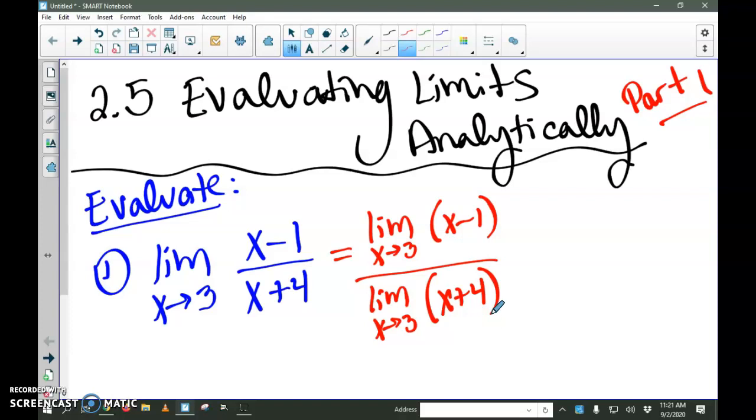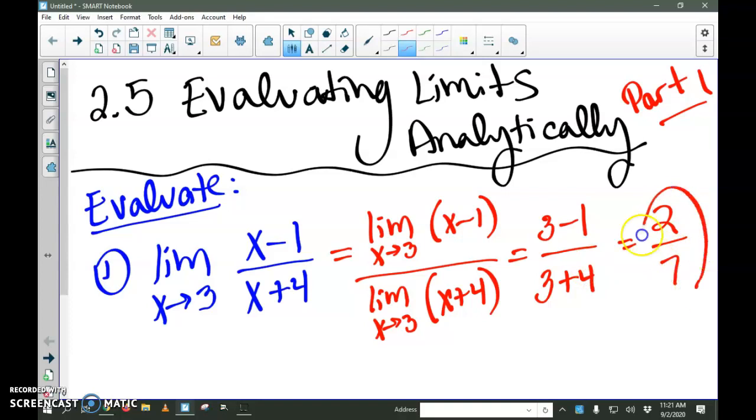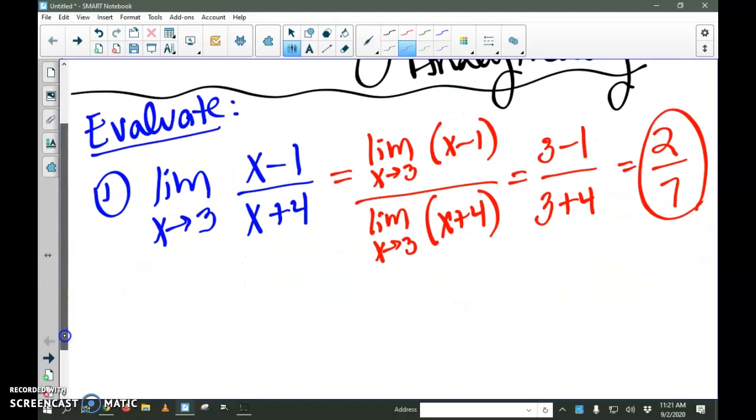X minus 1 is a line. So by nature, a line is continuous. I can directly substitute that 3 into my function. I'm going to get 2. And in the denominator, I have the limit as x approaches 3 of x plus 4. X plus 4 is a line, so by nature, it is continuous, which means I can directly substitute. And 3 plus 4 gives me 7. And so just by substituting 3 into my function, x minus 1 over x plus 4, I would get an answer of 2 sevenths.